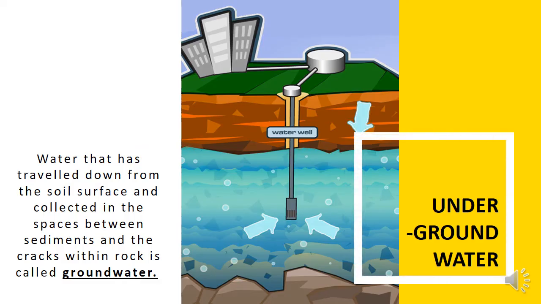Rivers and lakes are the most visible form of fresh water. However, another important source of fresh water lies beneath Earth's surface. In fact, most of the precipitation that falls on land sinks out of sight into the ground. Underground water is water that has traveled down from the soil surface and collected in the spaces between sediments and the cracks within rock. It is called groundwater.